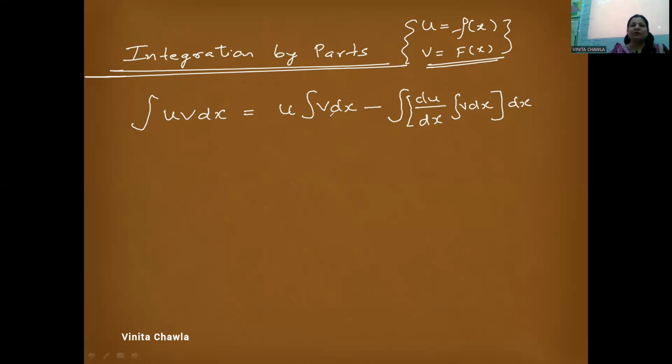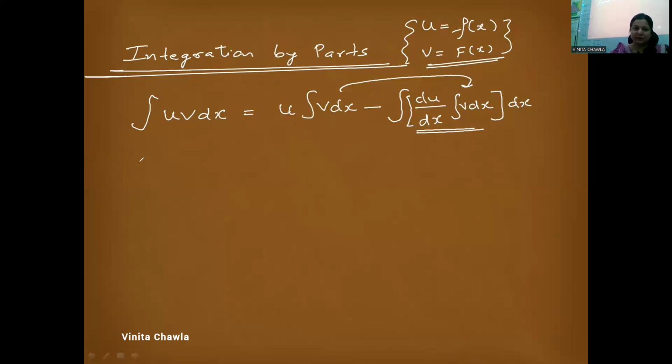So whatever you get when you integrate v dx, you have to write here as it is. And this u is the first term. You will be differentiating this term, and whatever you get on simplification, that has to be integrated. Let's try one question based on this, and then it will be better clear to you.